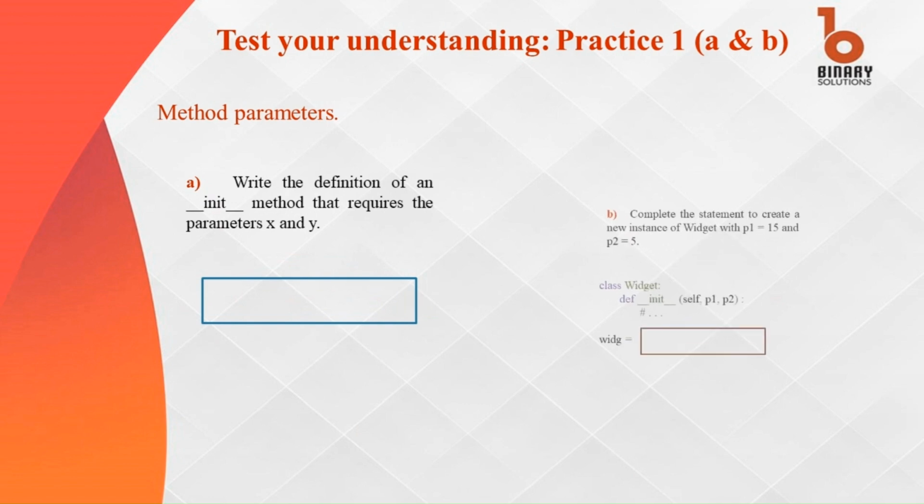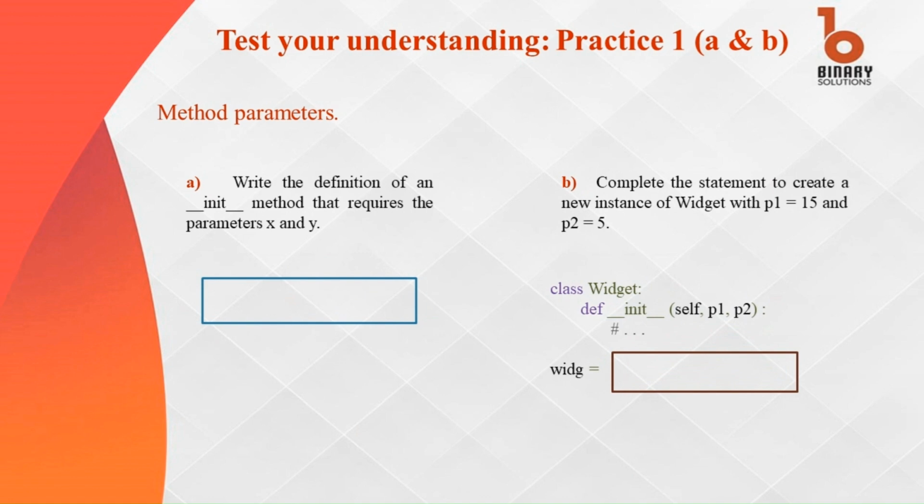Here comes your next challenge. You have a class widget that needs two parameters, p1 and p2, upon creation. Can you complete the statement to create an instance with p1 equals 15 and p2 equals 5? Think carefully and share your answer in the comment section. Review your answers carefully and compare them with the concepts you've studied. Let us know in the comments how many are correct and how confident you feel about your understanding of the material.